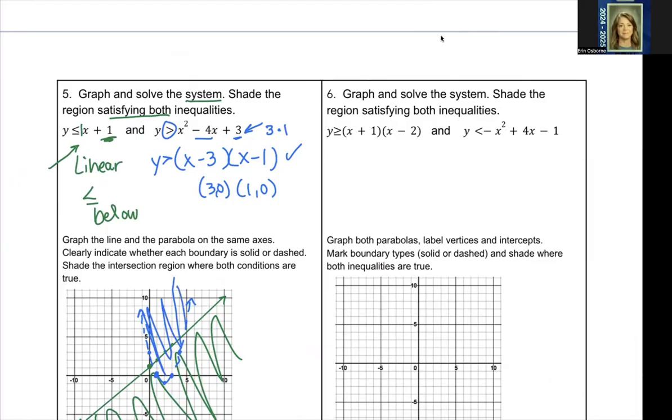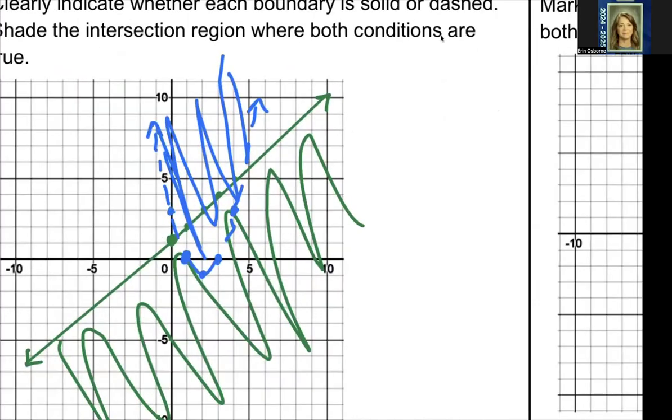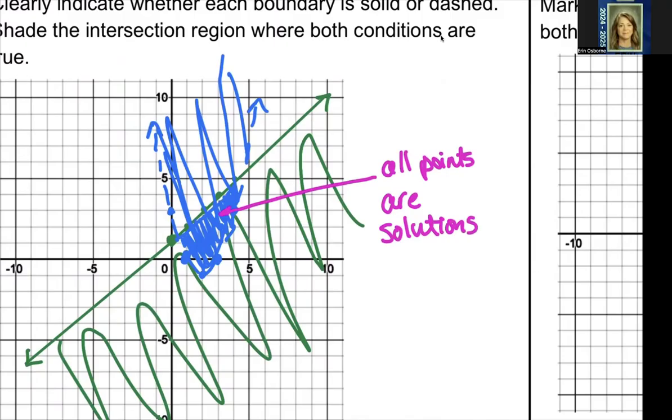That makes it inside the parabola, and then all of a sudden we start to see that they share this, where I'm below the line and above the parabola. You darken in the shaded intersection, which means all points in that region are solutions of both. In other words, of the system.